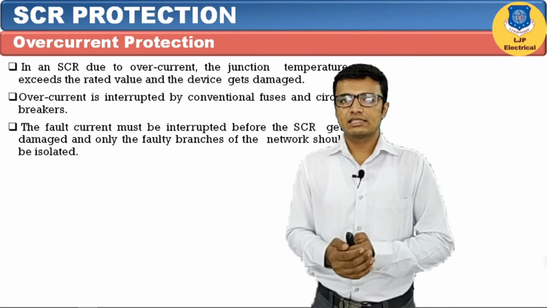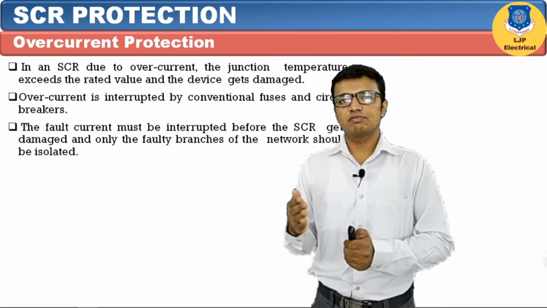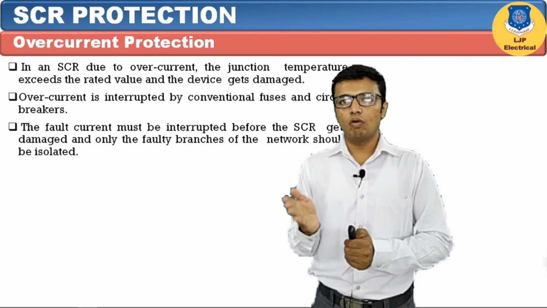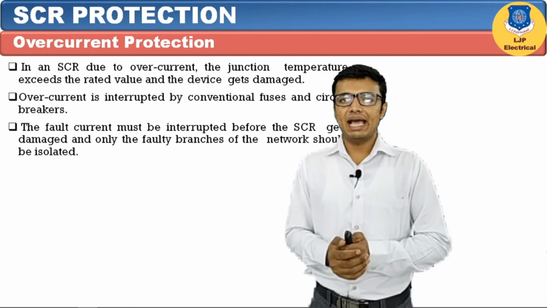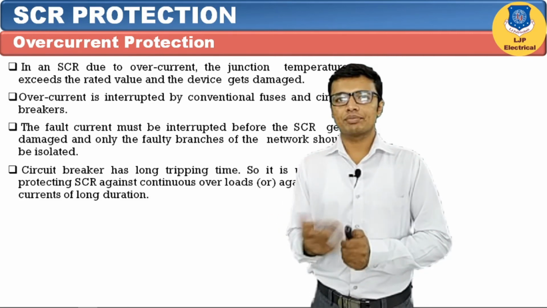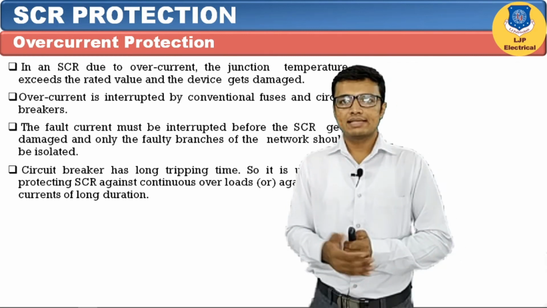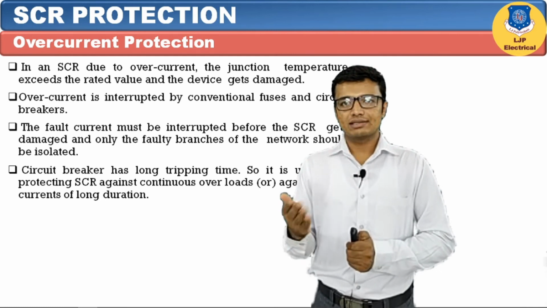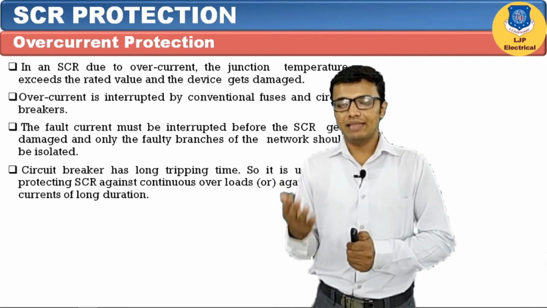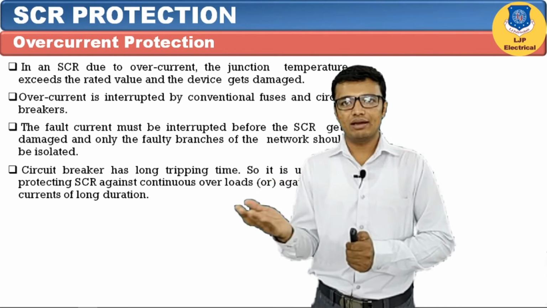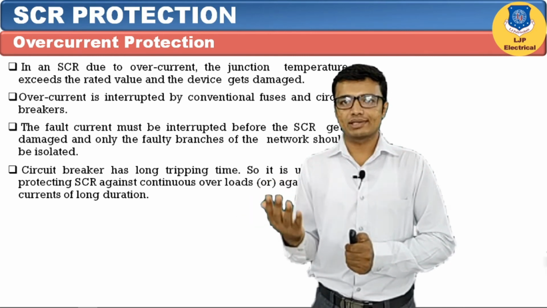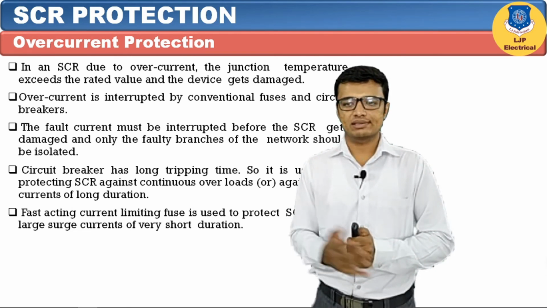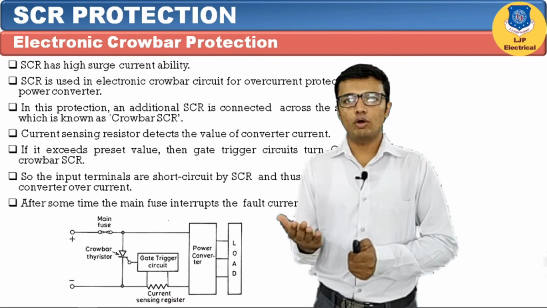Suppose a fault occurs, then this fault current must be interrupted before the SCR gets damaged, and only the faulty branch of the network should be isolated. The circuit breaker requires a long tripping time. A circuit breaker has a high tripping time compared to a conventional fuse. It means the circuit breaker requires more time to trip than the fuse. So this circuit breaker is used to provide overload protection, and the fuse is used to provide short circuit protection or overcurrent protection. Let's see the electronic crowbar circuit to provide overcurrent protection.